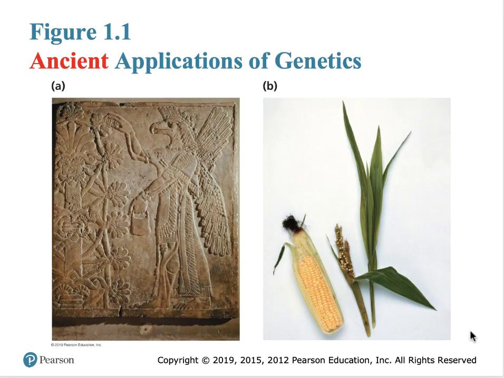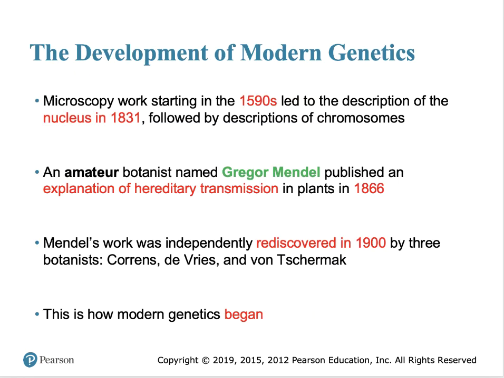To support the statements on the previous slide, we need evidence, and the evidence is presented here in panel 1.1, part A, by showing you that we have reliefs, etchings in stone, showing what appears to be humans manipulating plants. And in panel B, we can see examples of the progress that humans have made, here with an example of the modernization of corn. The next couple of slides give us a historical perspective on how genetics, modern genetics, came into fruition.